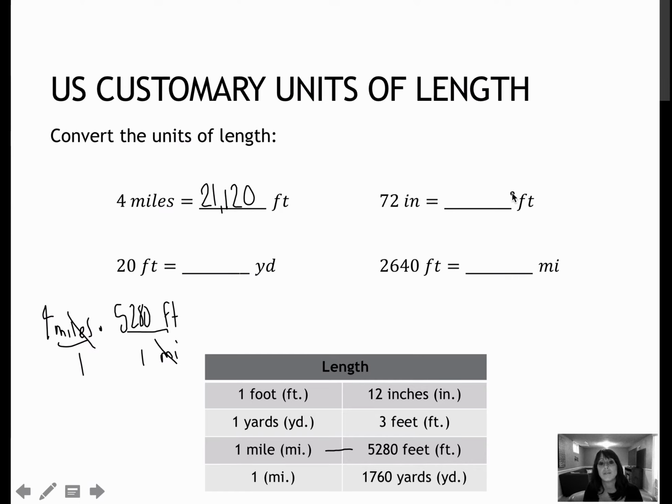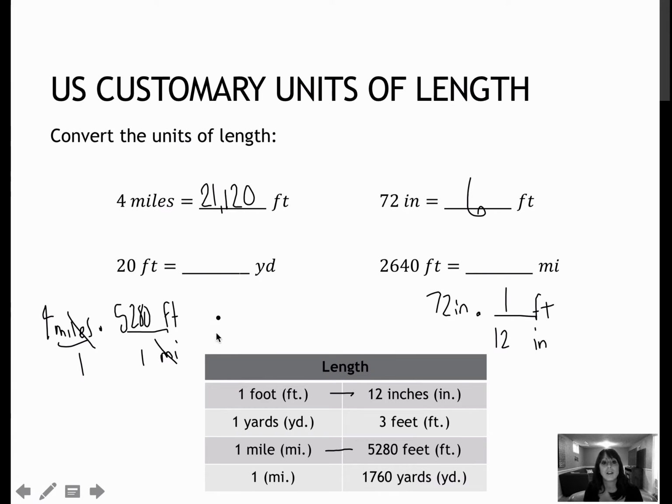Let's try another one: 72 inches into feet. Again, I'm looking for inches and feet being equated. So 1 foot is equal to 12 inches. Hopefully we all know that. If I'm multiplying 72 inches by something, I need inches as the denominator and feet as the numerator, and I know there are 12 inches in 1 foot. So really I'm taking 72 times 1 divided by 12, and I should get 6 feet. So if you're 6 feet tall, like me, you're 72 inches tall.